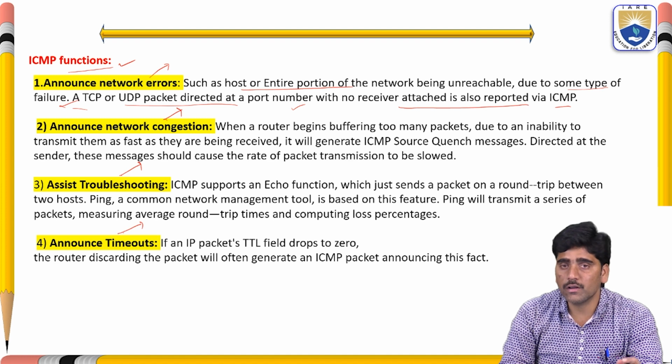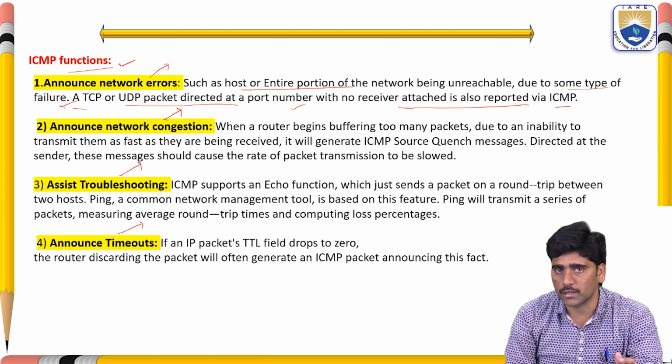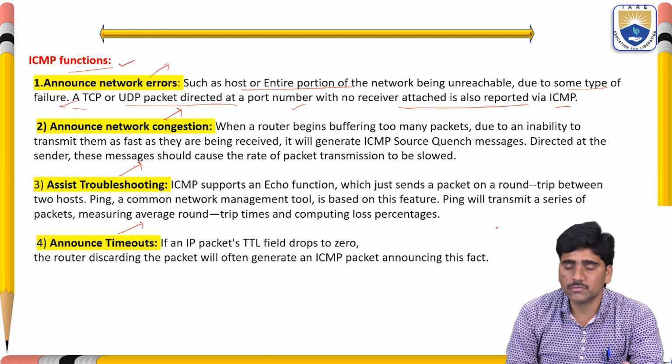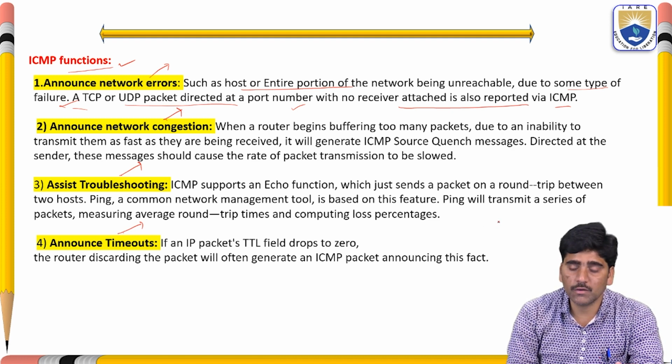So if at all the network is not connected, then it automatically displays the network errors. That indicates network not reachable, network unreachable, or destination unreachable, and so on. All these messages are displayed with the help of this function called announce network errors. And the second one, announce network congestion.